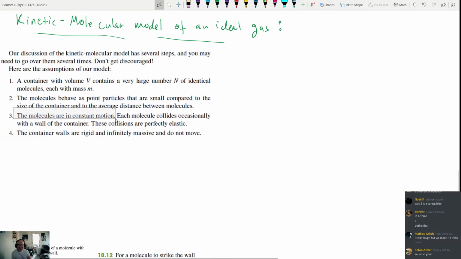We're going to assume they're in constant motion, and that each molecule collides occasionally with the wall of the container, and that these collisions are perfectly elastic. If you remember that from Physics 1A, a perfectly elastic collision is one.